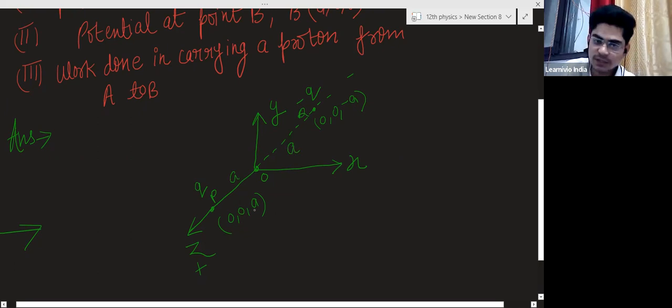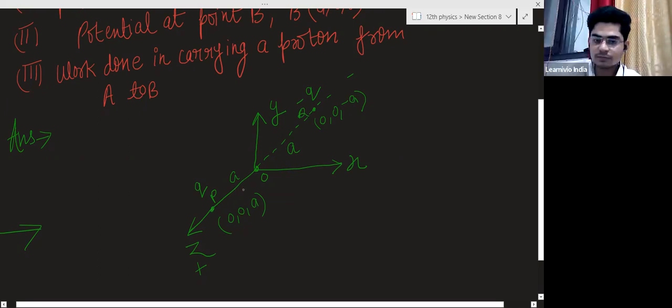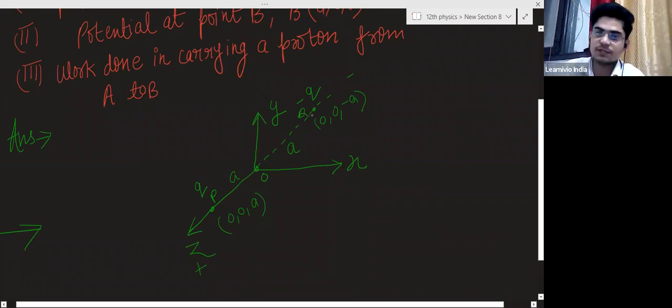Because the z coordinate has the value a, this distance will become a. This distance will also become a, because this point is at a distance a from the origin on the z axis, and this point is also at a distance of a from the origin. So these two things are clear.